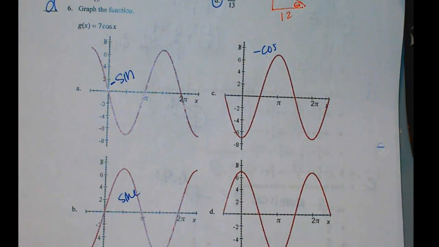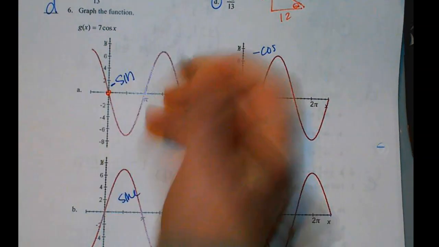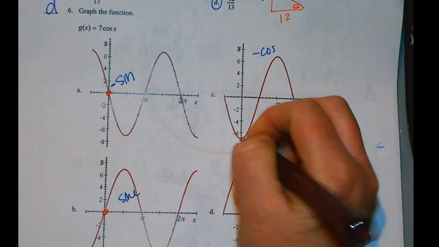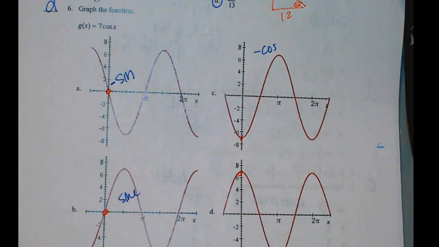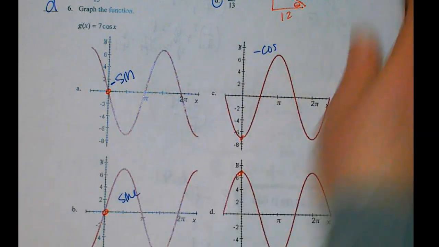You didn't have to write notes on yours, but that's how I thought through which problem was which. I know that if it starts in the middle, it must be sine. If it starts at the bottom or the top, then it must be cosine, and I went from there. So D.